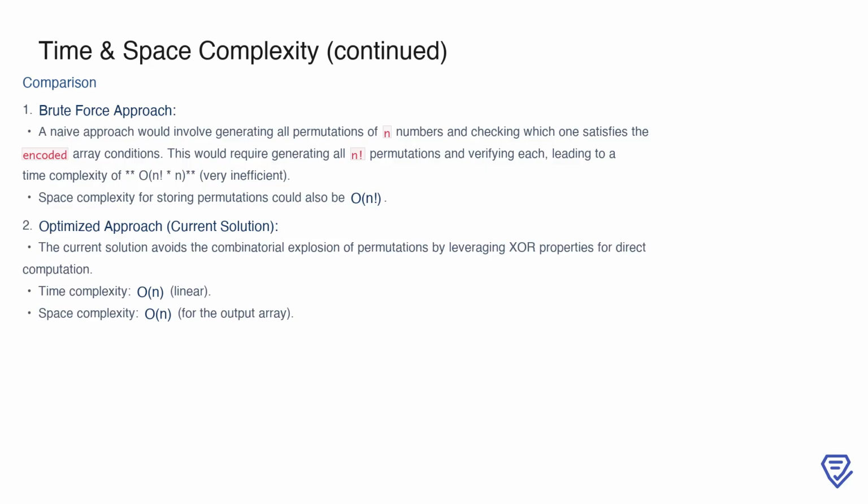A naive approach would involve generating all possible permutations of n numbers and checking each one against the encoded array. Generating n! permutations and verifying each would result in a staggering time complexity of O(n! * n), which is computationally prohibitive. Additionally, the space required to store these permutations would be O(n!). In contrast, the optimized approach leverages the properties of XOR to directly compute the result without generating permutations. This reduces the time complexity to O(n) and the space complexity to O(n), making it far more practical for large inputs.